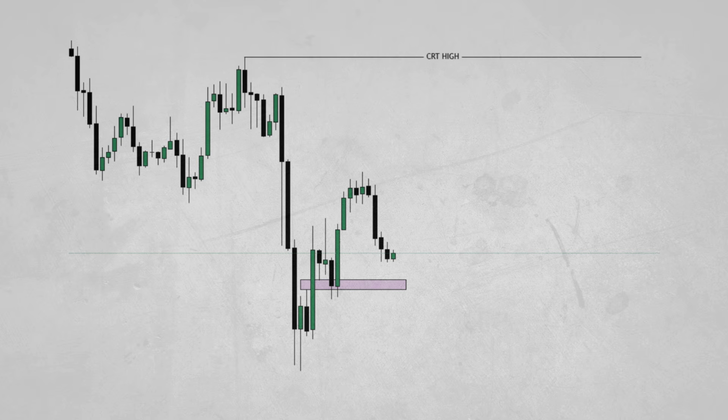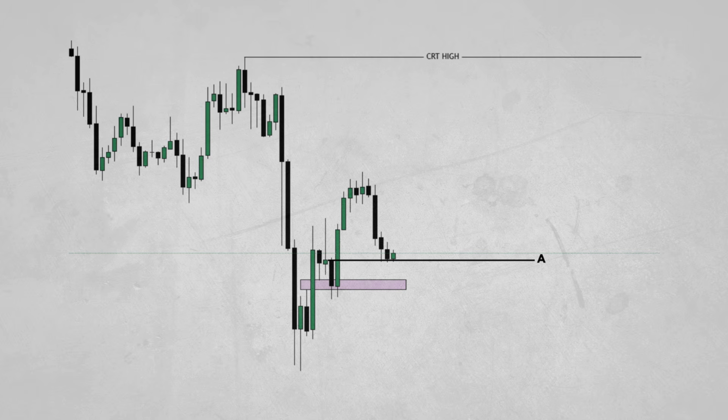If you wanted to buy price up to the CRT high from this 1-hour chart, where would you buy from? Would it be point A or point B? I'll give you 5 seconds to decide. All right, your time is up. The best area to buy from is point A. Did you get it right? Let me know in the comments.